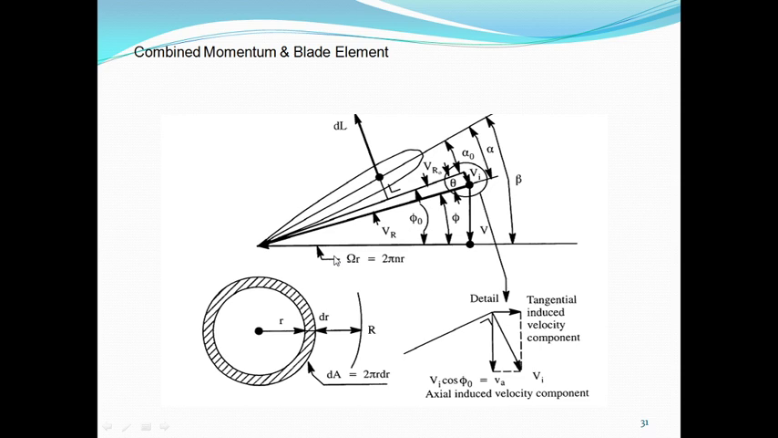Let me summarize once again. The difference between the blade element theory and the blade element momentum theory is the angles. In the blade element theory, we are not considering Vi. In the present theory, we are considering the Vi, the induced velocity. Because of this induced velocity, the resultant velocity will change, and correspondingly the flow angles will change. So the new flow angles are alpha naught and phi naught. These are the only changes.